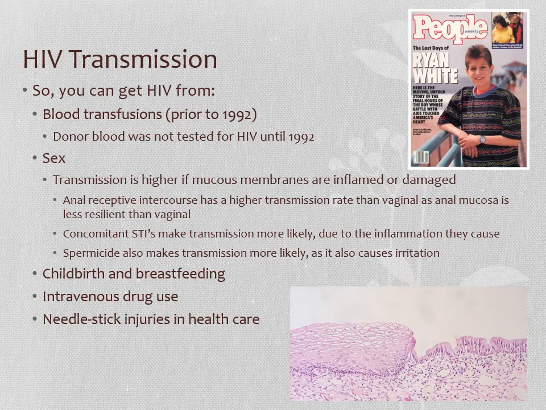So you can get HIV from blood transfusions prior to 1992, because prior to 1992, we didn't really know what this virus was and we had no way to test for it. This image in the upper right is the cover of People magazine, which had a feature article on Ryan White. Ryan White was a young boy who got infected with HIV as a result of a blood transfusion in the 1980s. He died from HIV and AIDS, and his story was really powerful because at that time there was a lot of fear and a lot of stigma about this illness. It was also called the gay man's cancer, right? There was all kinds of shame and stigma and fear about it.